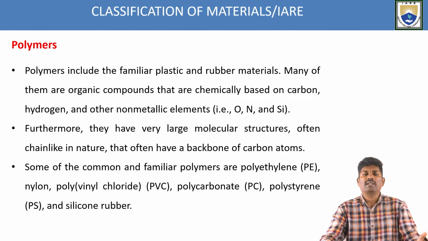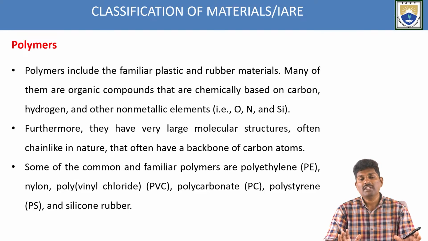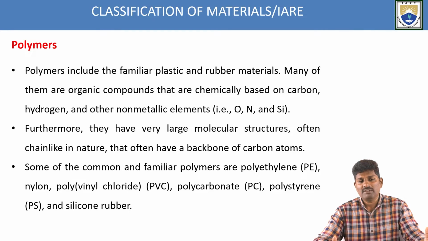So this is how we are classifying materials into three categories, that is metals, ceramics, and polymers. We classify them based upon the characteristics, the atomic structure, the physical characteristics or mechanical properties, and the chemical properties. This is how one will differentiate the types of materials.